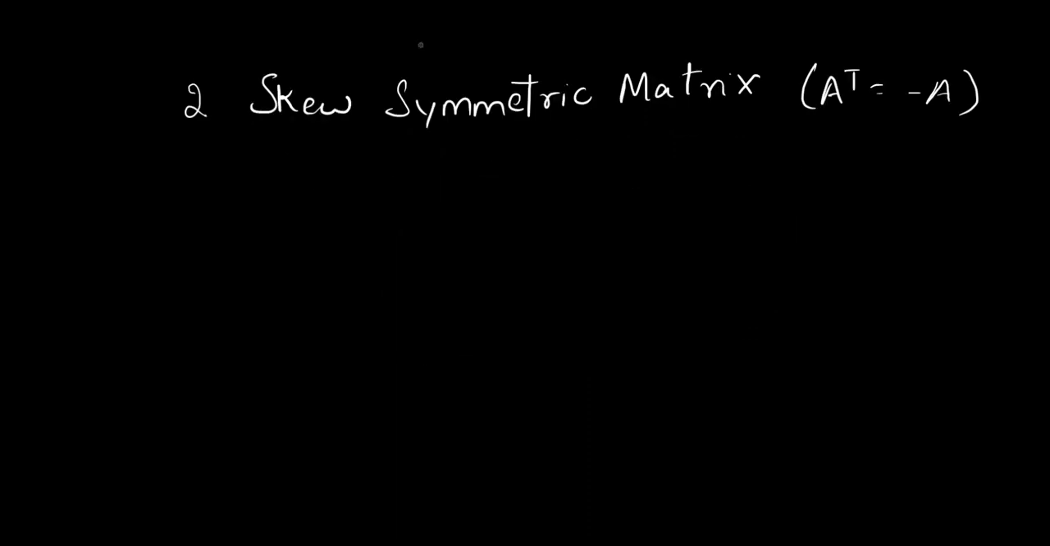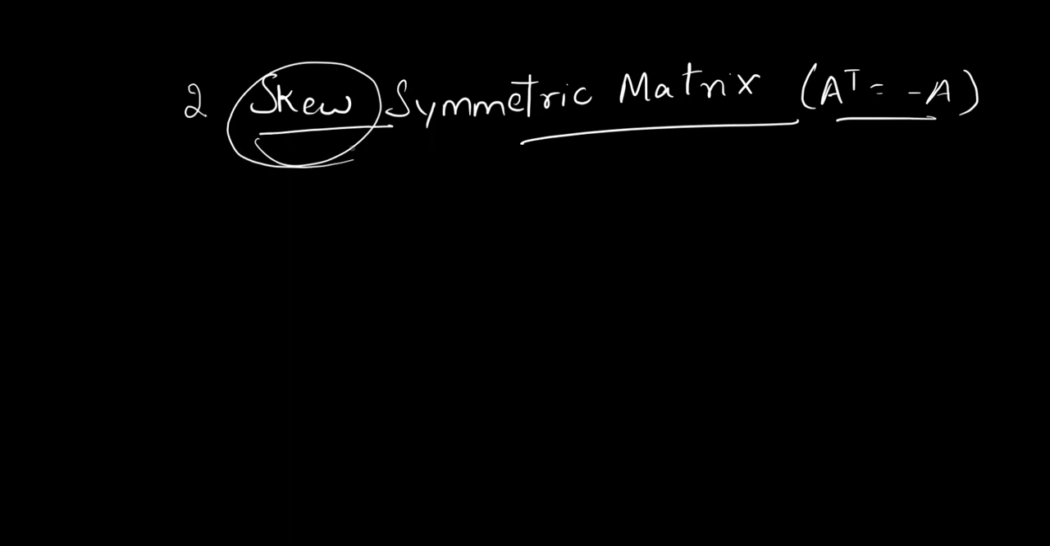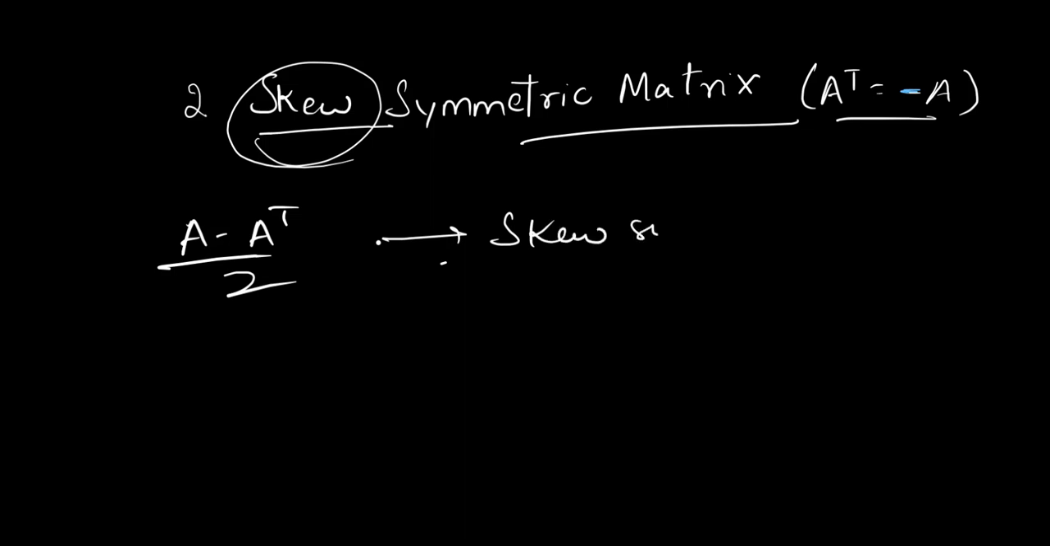So let's go ahead and see the skew symmetric matrix. As I already told you, for skew we remember the ice, so there will be a negative here. So for a skew symmetric matrix, there are a few very important things that we need to remember. A minus A transpose by 2 is always going to be skew symmetric.